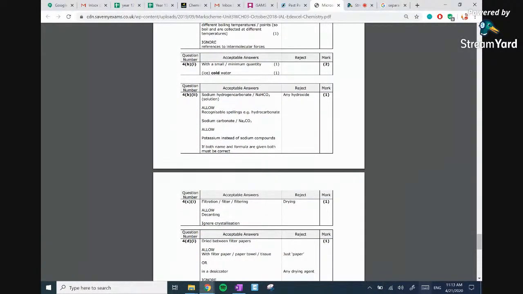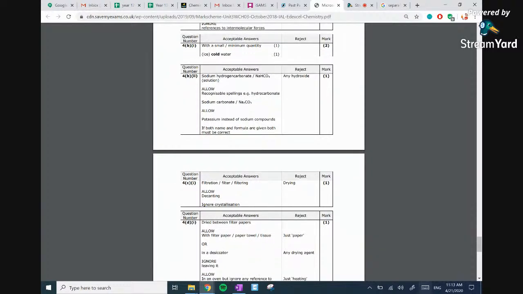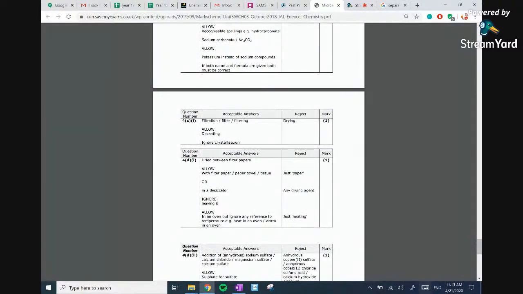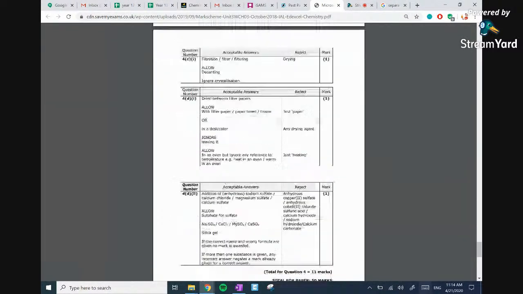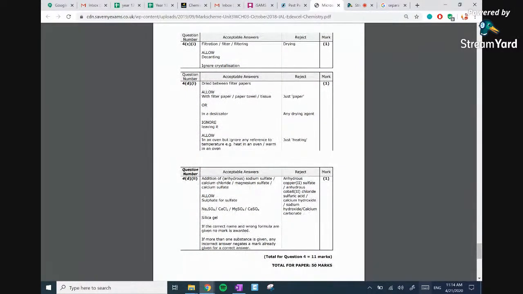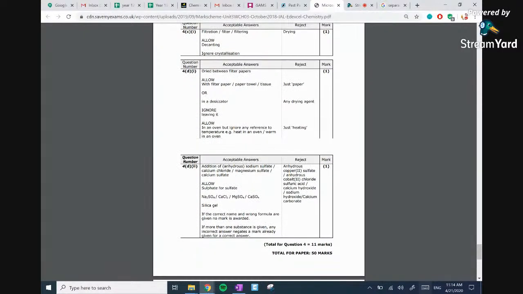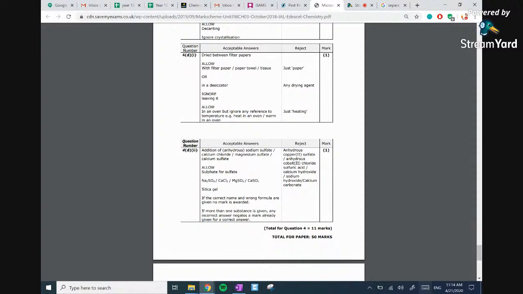I like it, ice, I'll add that into my next time. Sodium hydrogen carbonate. Filtration, I like it. Dry between filter paper or in a desiccator. Oh, blimey, I spelled desiccator wrong. Double C apparently. Desiccator, interesting. Paper towel, ignore, leave it to cool in an oven.